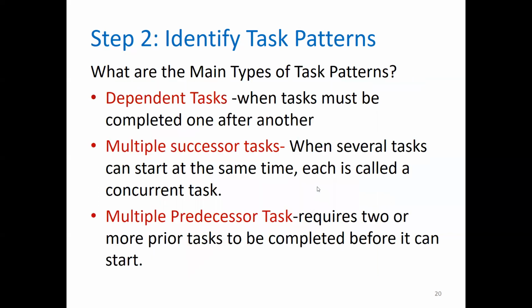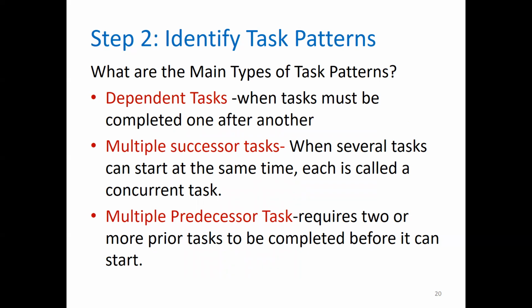Okay. So the types of task patterns, there are 3 main types. First one is dependent tasks, when tasks must be completed one after another. Let's say tasks 1, 2, 3, 4, 5. Let's go into that example. Once you have completed task 1, you jump into task 2. That means task 2 is dependent on task 1. Task 3 is dependent on task 2. So this is an example of dependent tasks.